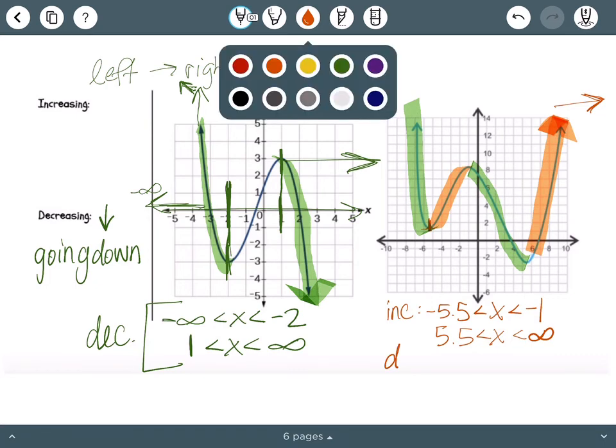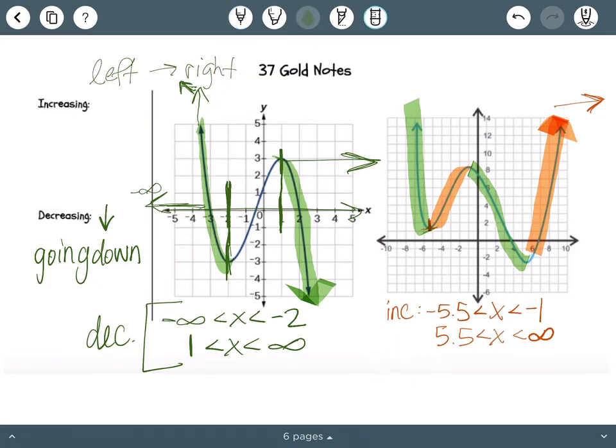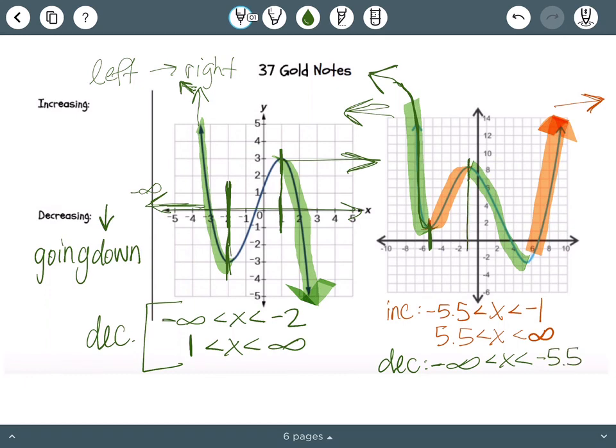So here, we're switching to green. Here are the places where I'm decreasing. I remember this is here. I decided that was 5.5, and it's going all the way out in that direction. So starting at -infinity on my x-axis, it's coming in here, and it's stopping at -5.5. And then it's starting up again here at -1 and going all the way here to 5.5.